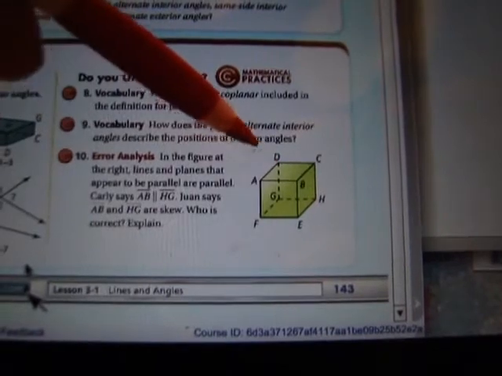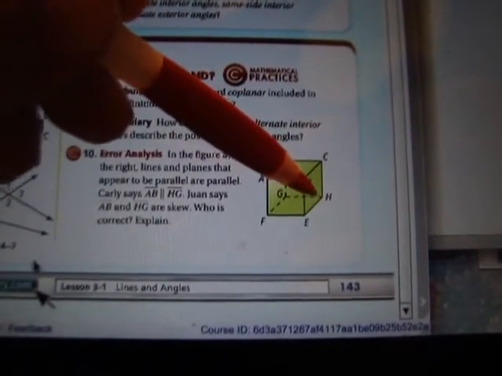Just like, you know, the top corner of one end of the room and the bottom corner of the other end of the room are also parallel. So, Carly is correct, they are parallel.